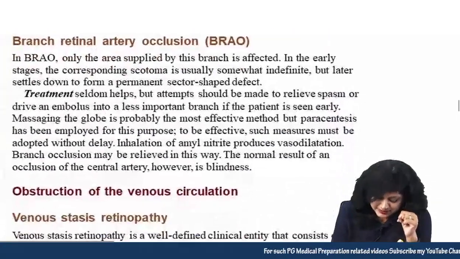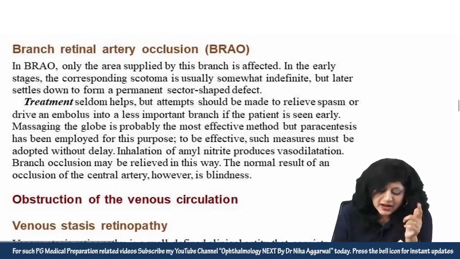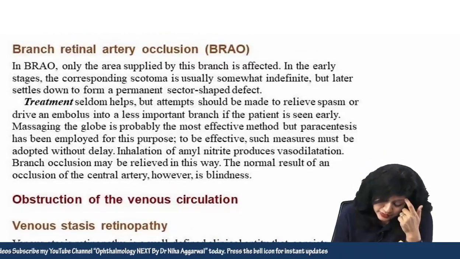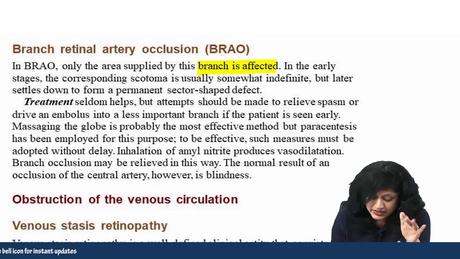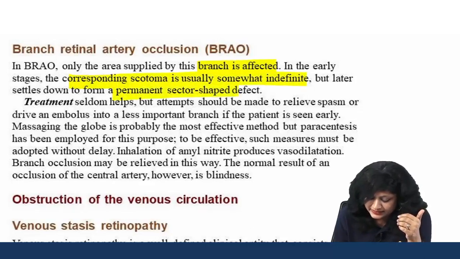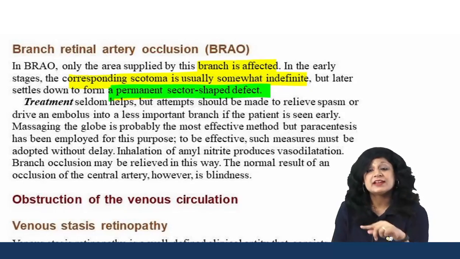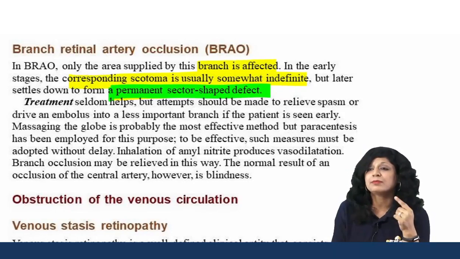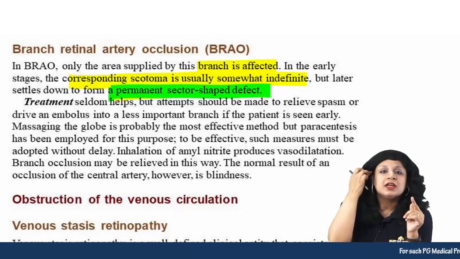Now after the CRAO, we'll talk about the BRAO. This is your branch retinal arteriolar occlusion. So only the area which is supplied by this branch is actually affected, not whole of the retina. In the early stages, the corresponding scotoma is somewhat indefinite, but later on it will form a permanent sector shaped defect. So whenever you are getting a sector shaped defect, or they are saying in the theory that there is a sector shaped defect, that sector which is supplied by that particular branch will show you the blindness.